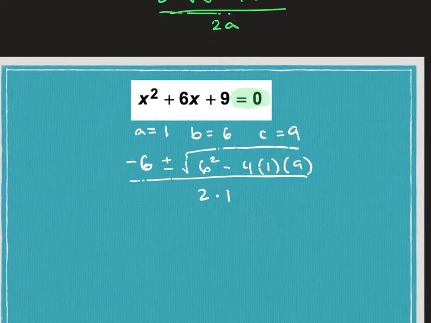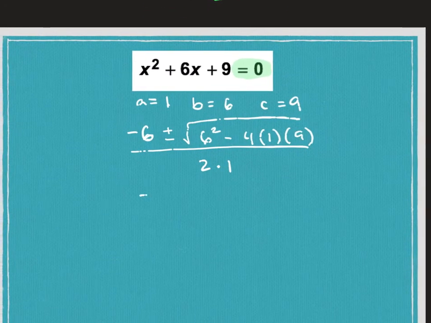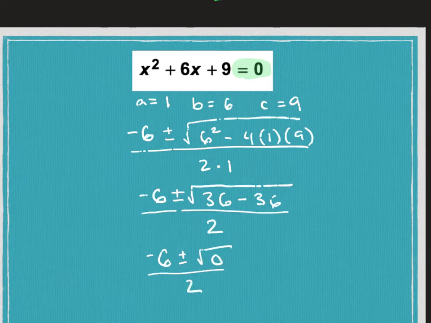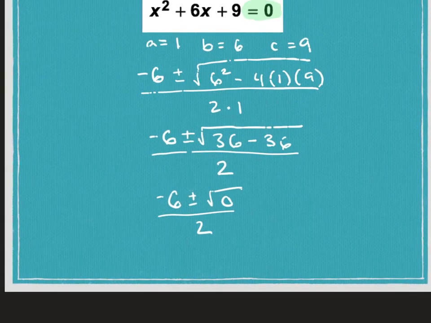Now let's simplify. Negative 6 out front, plus or minus. What's 6 squared? 36. And then that would be minus, what is 4 times 1 times 9? 36. And then what's 2 times 1? 2. We can simplify under our square root a little bit more. So what is 36 minus 36? 0. So this would be the square root of 0. What's the square root of 0? 0. So we actually have negative 6 plus or minus 0.